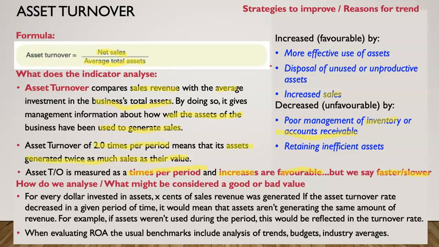So again, can you analyze asset turnover? Could you come up with a situation where asset turnover goes from 1.8 times to 2.5 times per period? How would you explain it?